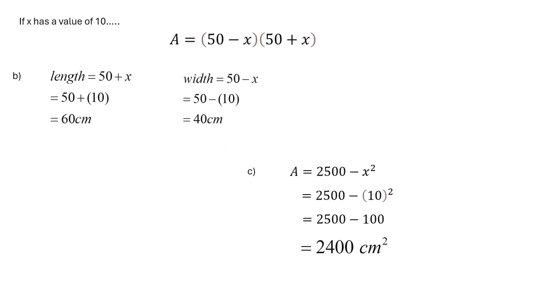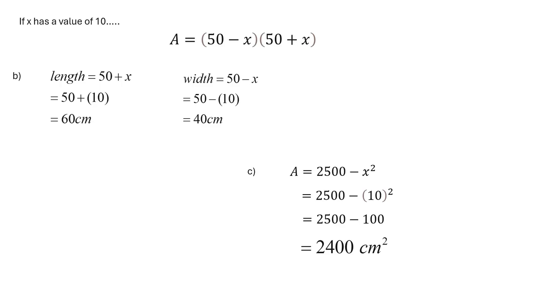If x is given a value of 10, we can simply plug in those values to wherever x is. So our length will be 50 plus x, or 50 plus 10. So we can determine that the desk has a length of 60 centimeters. The width is represented by the expression 50 minus x. 50 minus 10 equals 40 centimeters. So we have a length of 60 centimeters, a width of 40 centimeters.